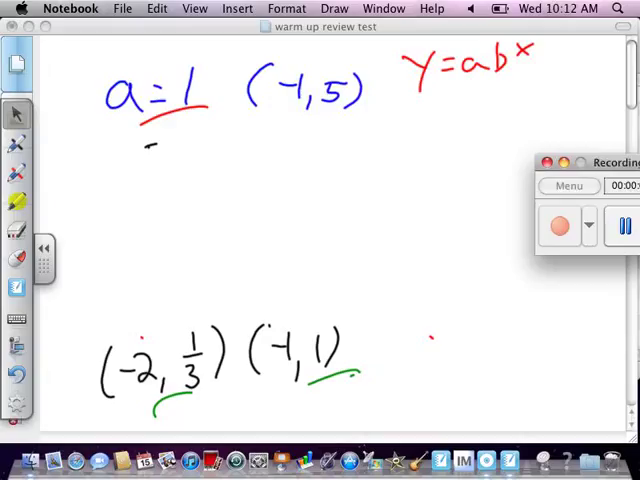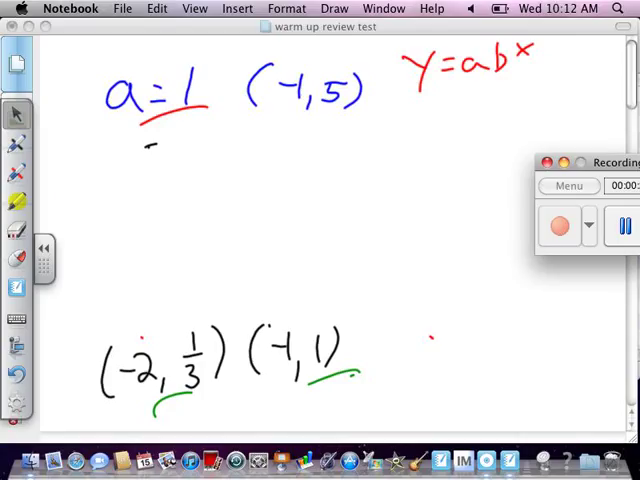Alright, we're reviewing for our test. The test does include stuff like growth and decay, graphing both growth and decay problems. It involves if you have A and a point and if you have 2 points. I'm going to start with A and a point and then move on to quite a few with 2 points because that's what you guys struggled with the most.